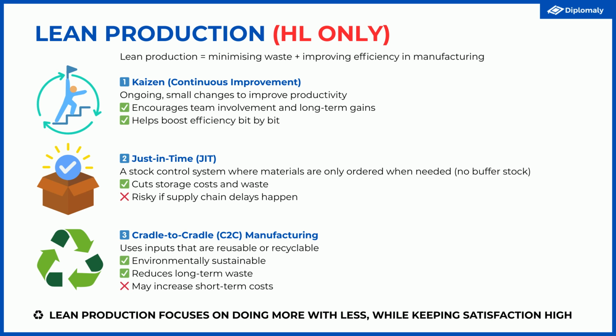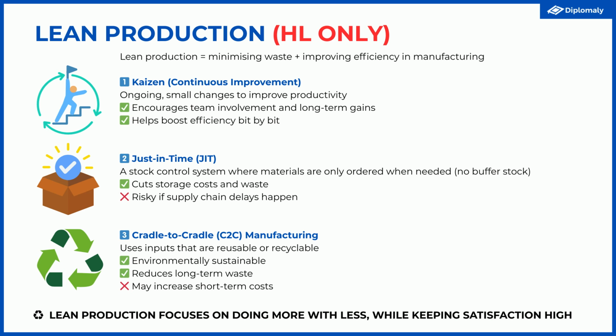Lean production is all about streamlining manufacturing processes by minimizing waste and improving efficiency. One method to do this is Kaizen, which means continuous improvement. This involves a business making small but incremental progress to improve productivity and efficiency. Another method is just-in-time, which is a stock control system that removes buffer stock or backup inventory, meaning deliveries are only made if and when businesses need them.